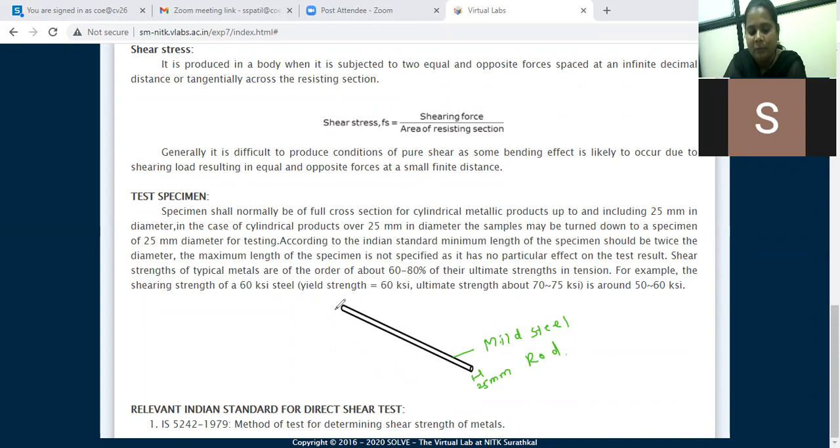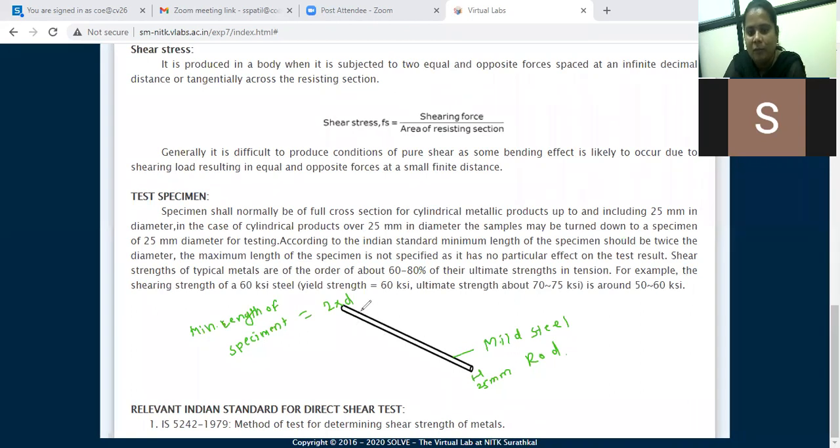When we are going to perform the test, the minimum length of the specimen should be at least 2 times the diameter of the rod. That means for this practical, the minimum length should be 2 times the diameter of the rod, and the maximum has no limit. So this is our test specimen: a cylindrical specimen of at least 25 mm diameter, and the minimum length should be 2 times the diameter of our rod.